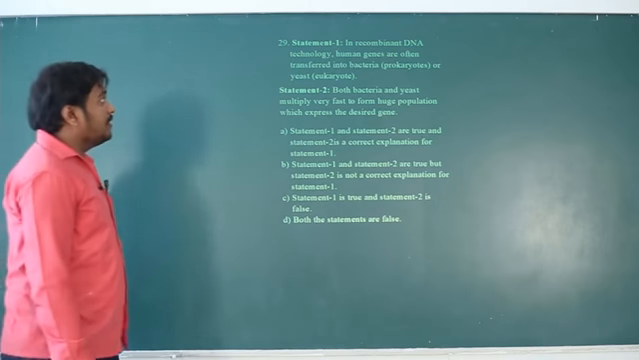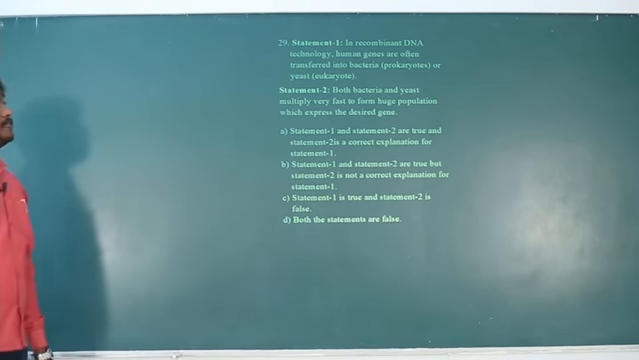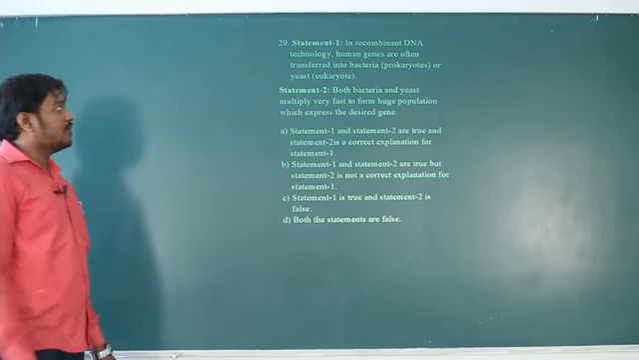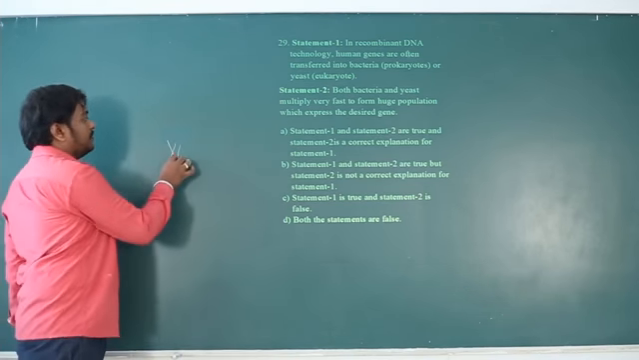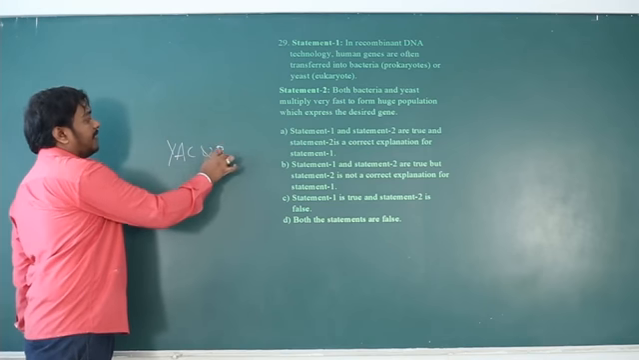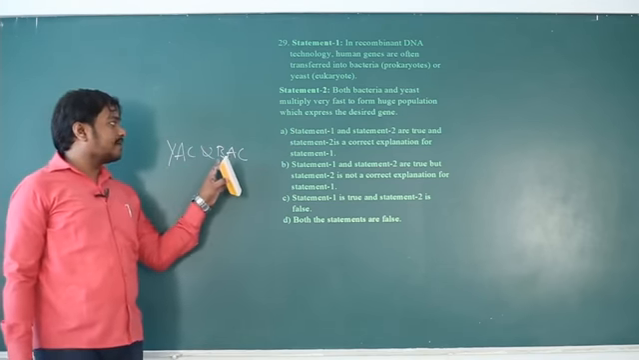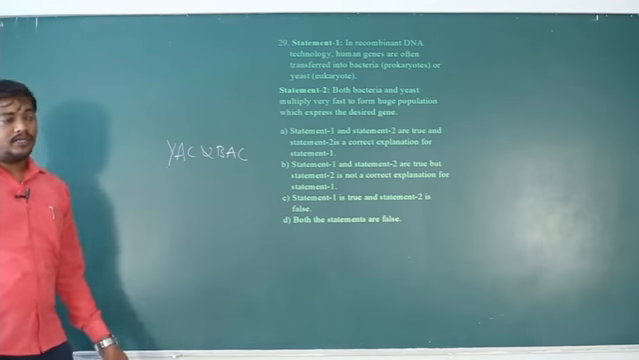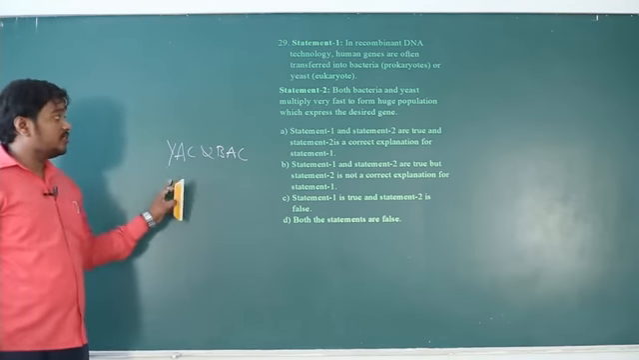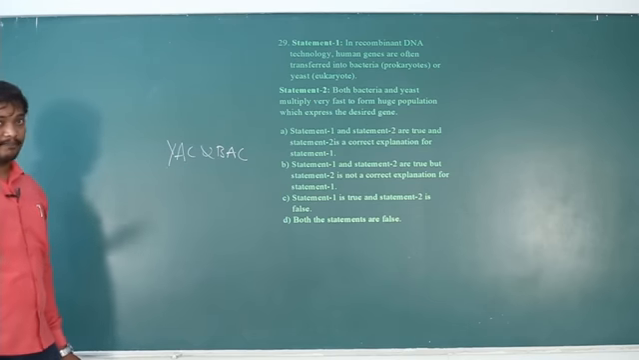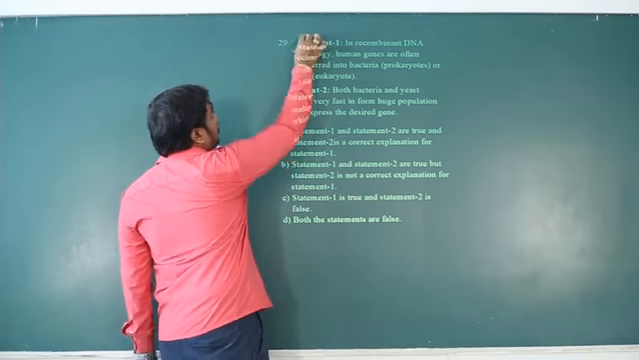Statement 1: in recombinant DNA technology, human genes are often transferred into bacteria, a prokaryote, or yeast, a eukaryote. That is YAC and BAC. YAC stands for yeast artificial chromosome, BAC for bacterial artificial chromosome. We can isolate the DNA or a specific gene and introduce it into a yeast or bacterial genome. That can be preserved in the gene bank as well. So statement 1 is right.